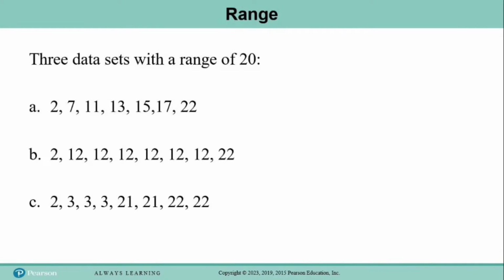So just so you can see what I'm talking about, let's look at these three data sets. Now, they each have a range of 20. 22 minus 2 is 20. So all three of these have the same range. So look at this first data set. Can you see how these values are pretty well evenly spread from the smallest to the largest? They're not grouped anywhere in the middle. They're not all congregating around the center or anything. They're kind of spread out.